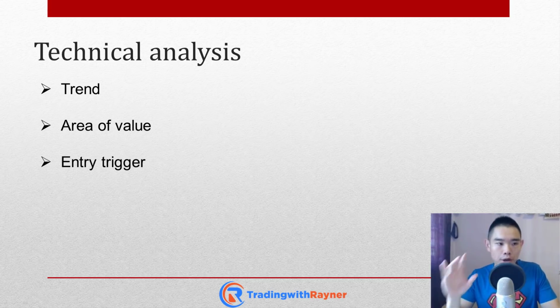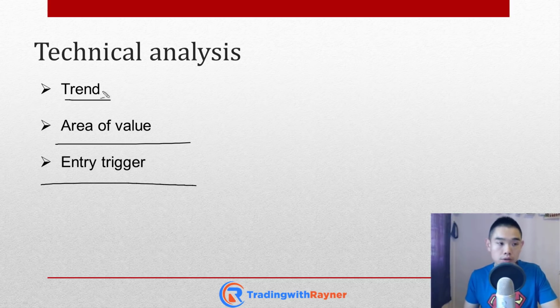So when you are dealing with technical analysis, there are three broad categories that I want you to know. It's what I call the trend, the area of value, and entry trigger. So let's analyze them in depth.